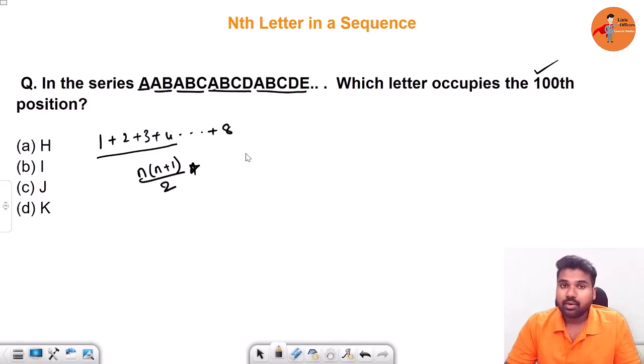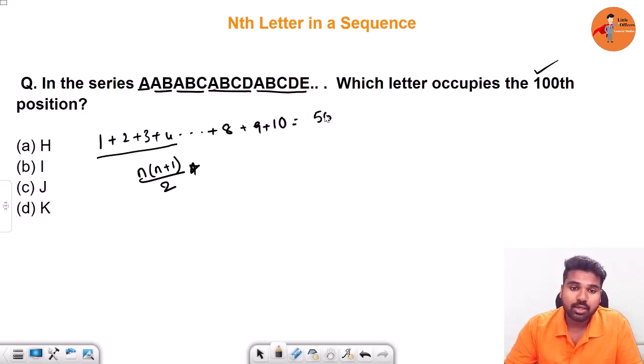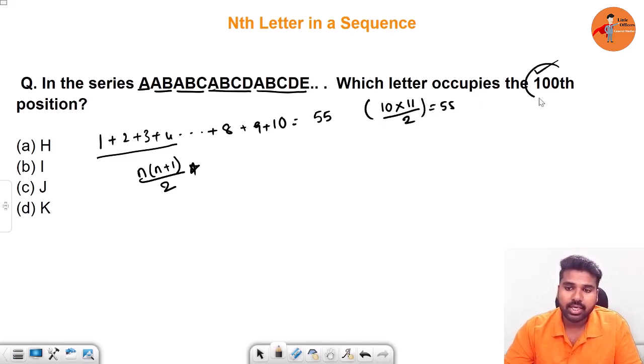Now we need to find the 100th one. Exactly 100 will not come at this combination, so we need to check what comes near it. After that we will find the sequence. Let's do trial and error. So we take the summation of the first 10 terms. This would come around 55. How do we use the formula? n is 10 here, 10 into n plus 1, that is 10 plus 1, 11, divided by 2, so 55 comes. But we need 100.